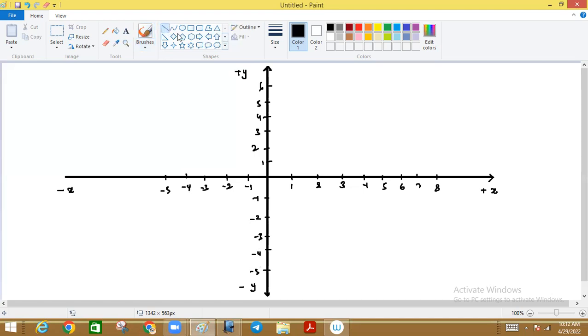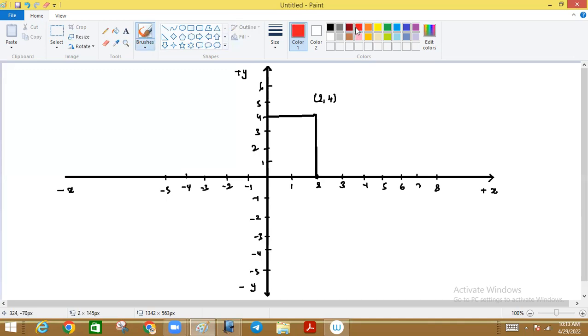If I want to locate a point, let's say 2, 4. Here is the point 2, 4. If you join it, it's 2 and that's 4. It's not exactly drawn to the scale, but you can imagine it.